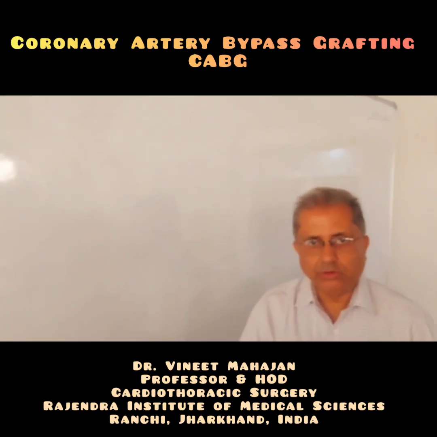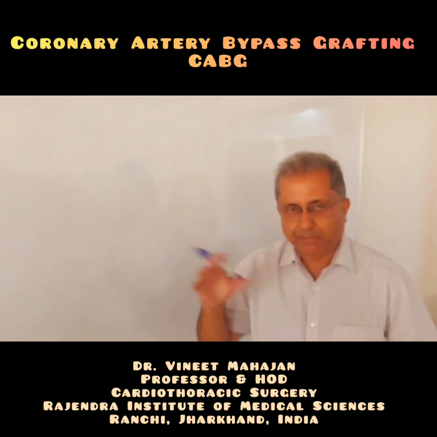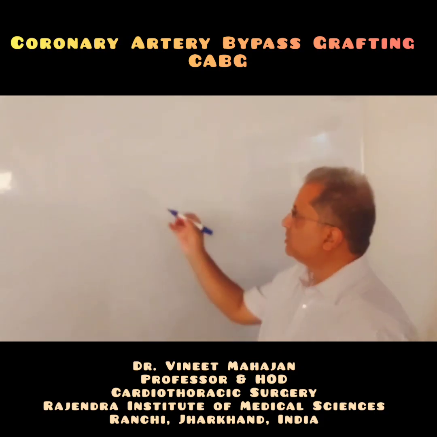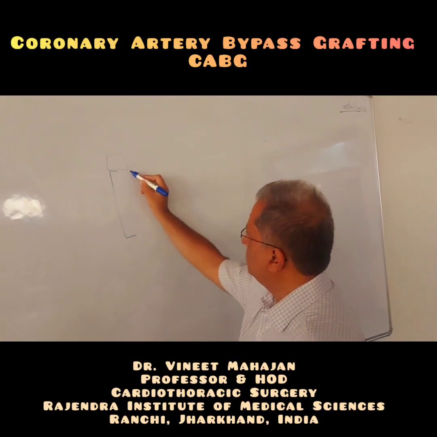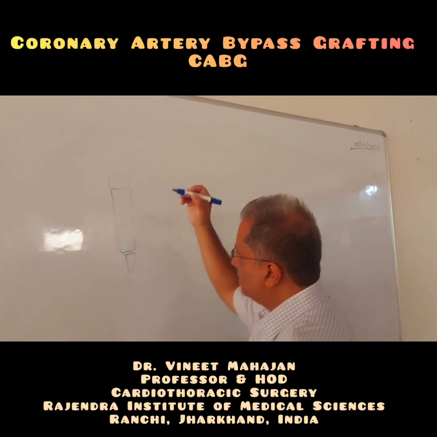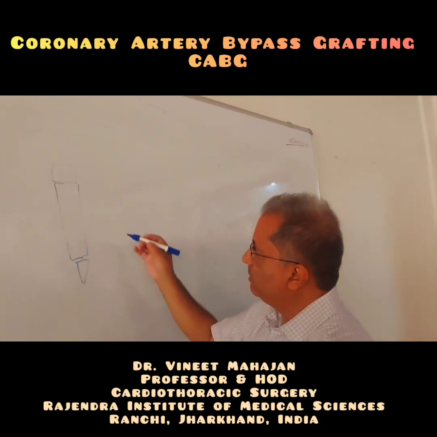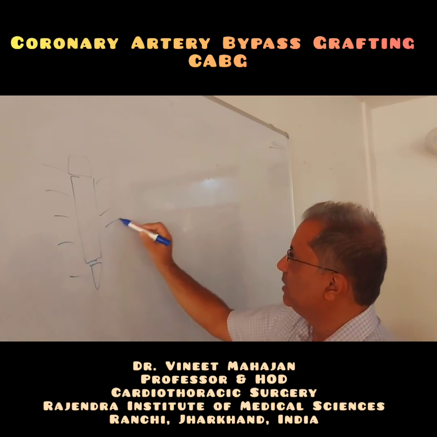There are various conduits in the human body that God has given, which are used to bypass these vessels. These conduits most commonly, suppose this is the sternum: the manubrium, the main sternal body, and the xiphisternum. And these are the various ribs of the thorax.